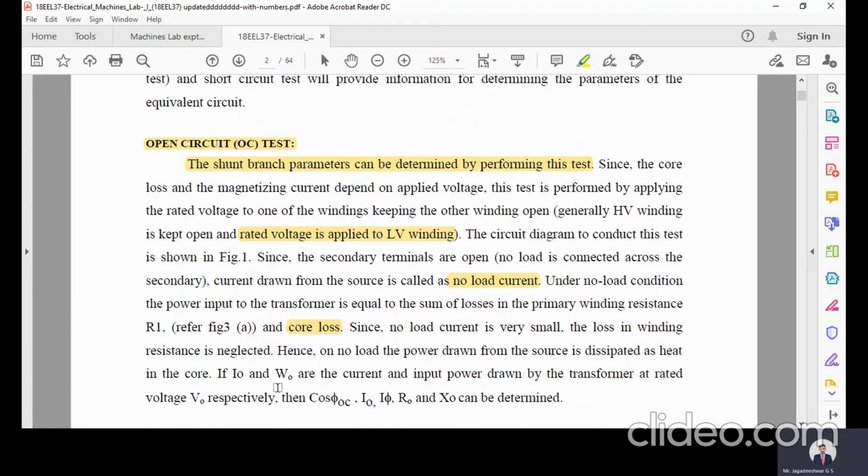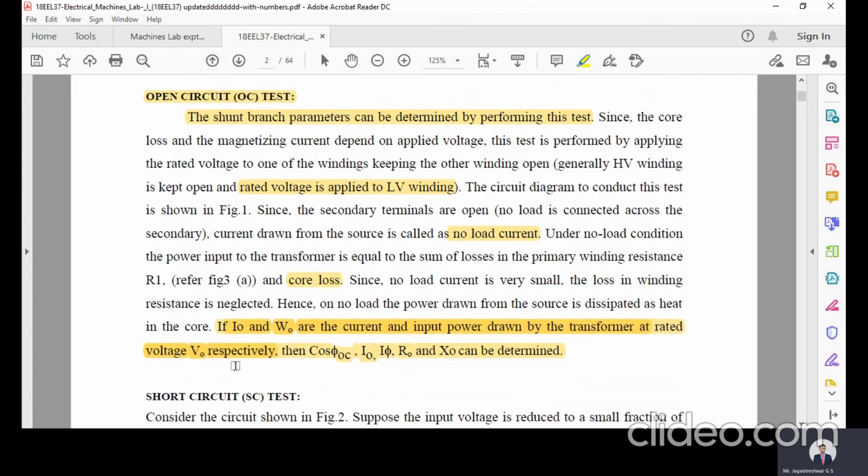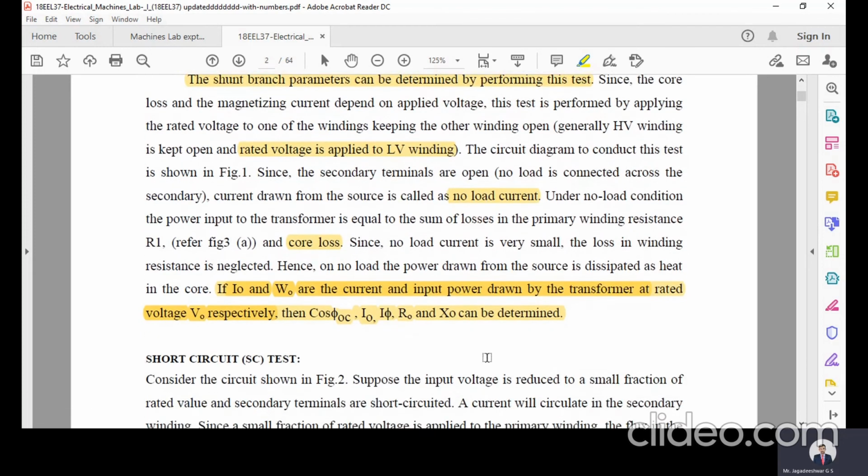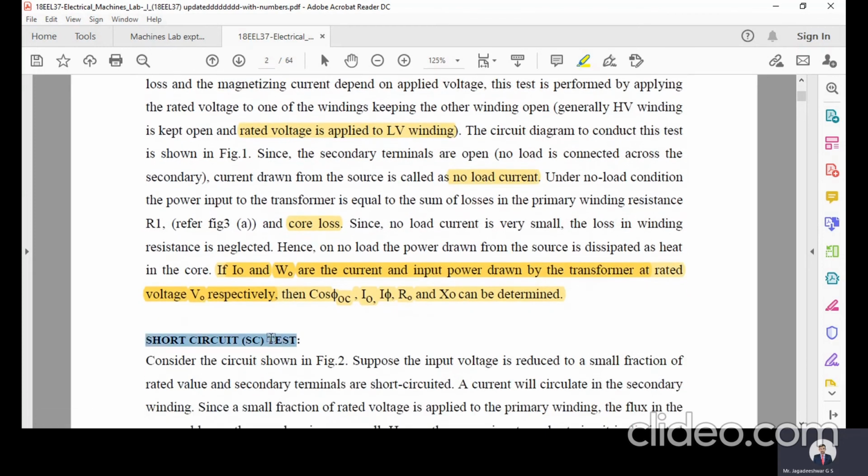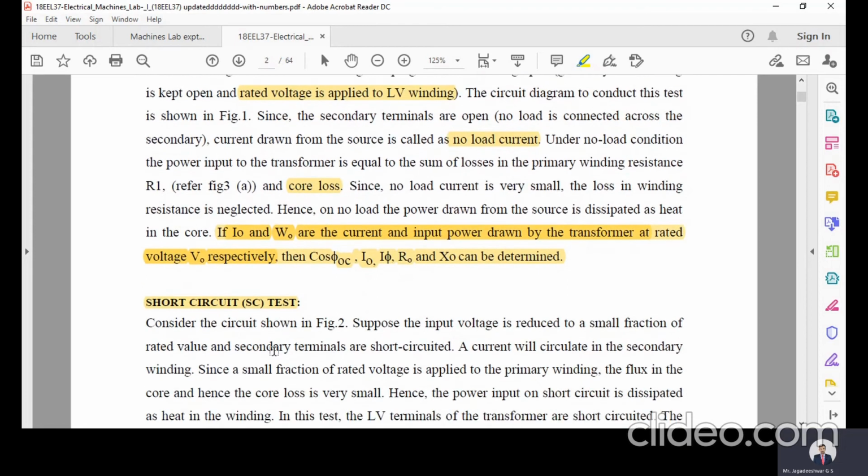And if I0 and W0 are current and input power drawn by the transformer at rated voltage V0 respectively, then cos phi naught, Ic, Im, R0 and X0 can be determined. So this is using OC test. We'll calculate these things. Okay. Let us see what we can calculate using short circuit test.